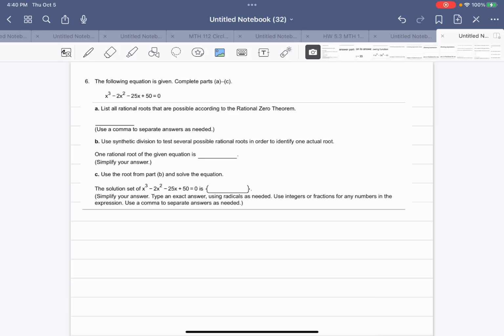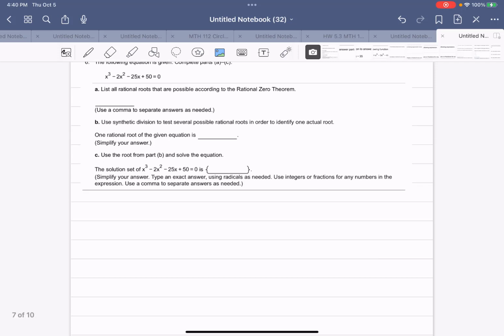Example 6. The following equation is given. Complete parts A through C. X cubed minus 2x squared minus 25x plus 50 equals 0. So when I look at this, I'm thinking I might be able to factor it. But they've asked me to use synthetic division, so I'm going to do it that way.